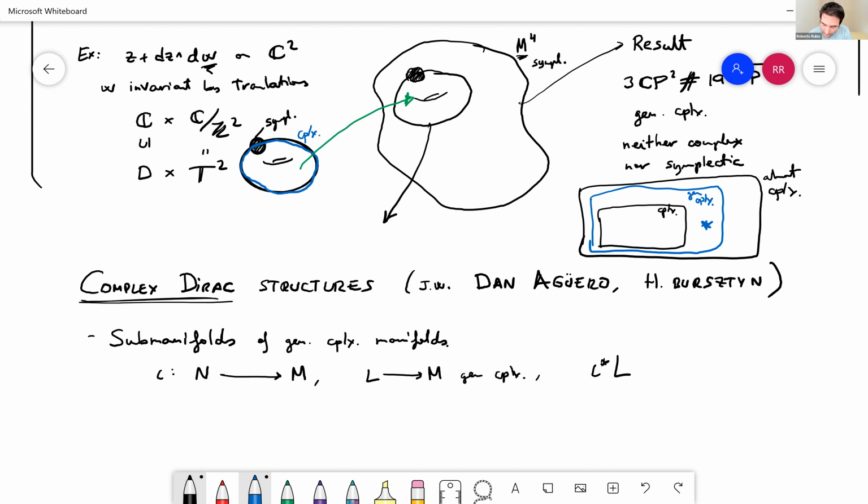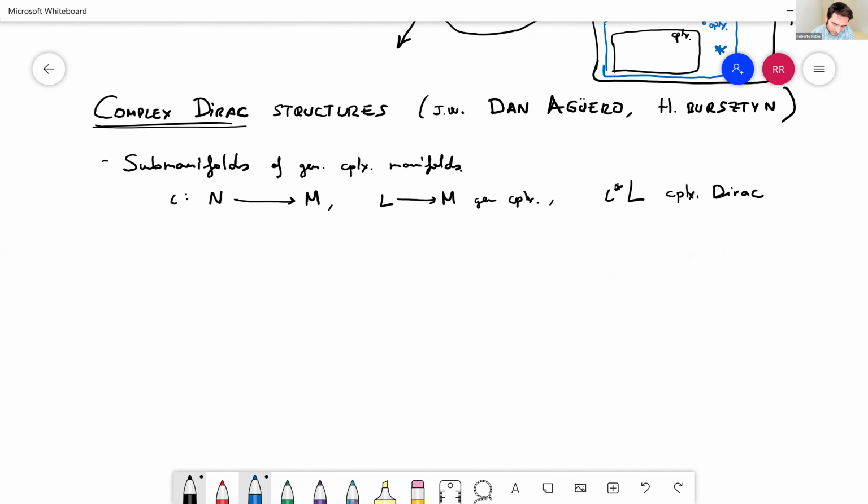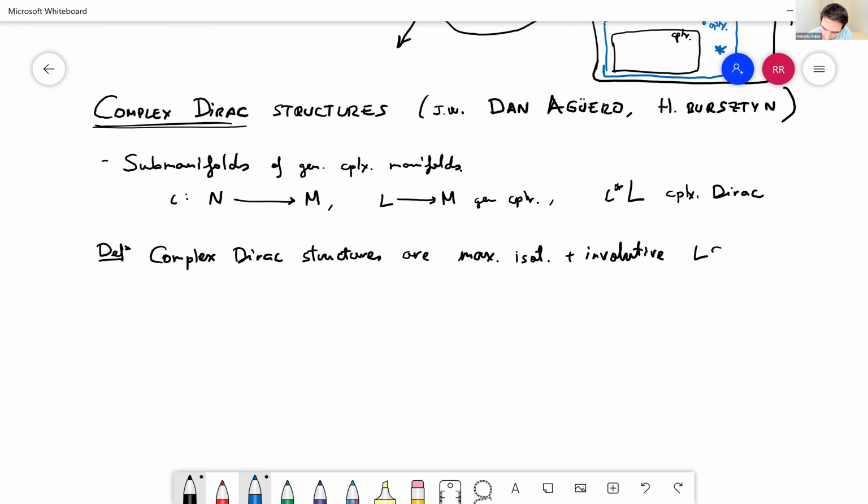So this pullback to N, you can see it's a complex Dirac structure, but of course it's not going to satisfy the condition L intersection L bar equals 0. So it makes sense to study complex Dirac structures, and actually it's a simpler definition. I'm going to recall it. Complex Dirac structures are just maximally isotropic plus involutive subbundles L inside TM plus T star M.